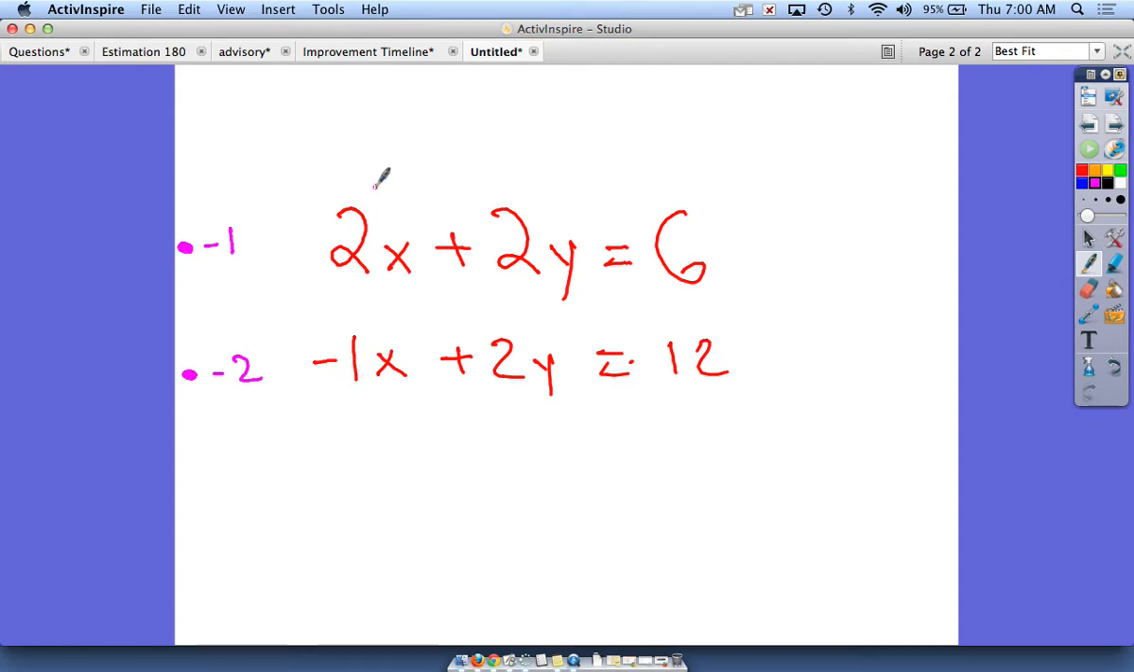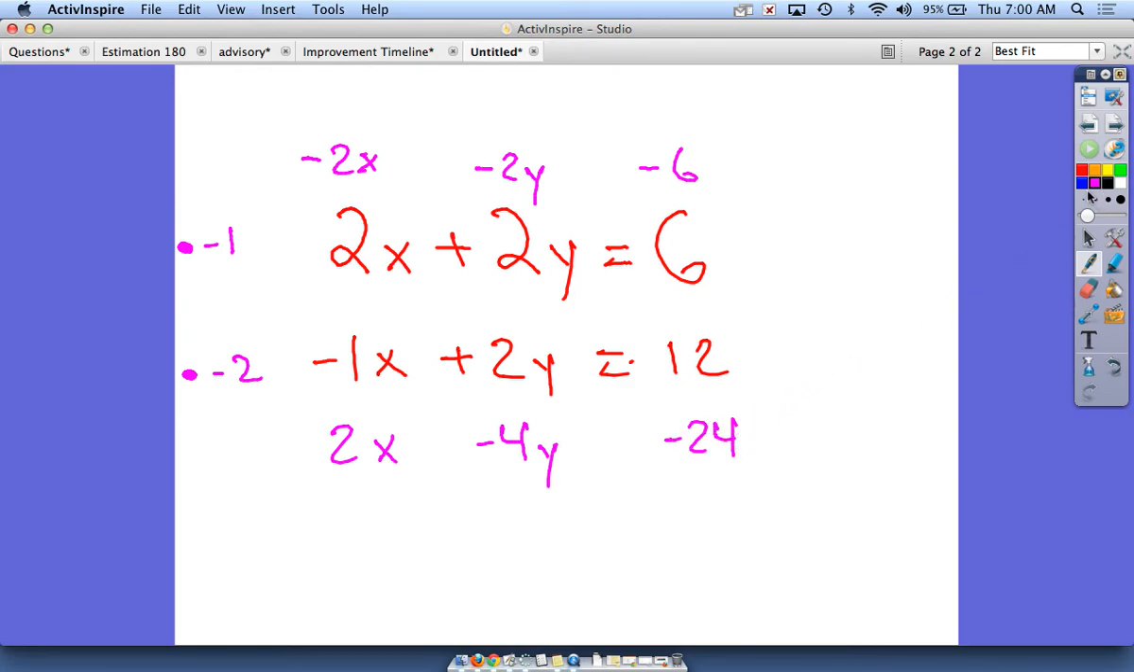So now I'm going to go through and make my changes here. Everything here has to be multiplied by negative 1. Everything here has to be multiplied by negative 2. So that would be negative 2x, and then this would be 2 times negative 1, negative 2y. Negative 1 times 6 would be negative 6. Down here, negative 2 times negative 1 is 2. Negative 2 times 2 would be negative 4. And then negative 2 times 12 is going to be negative 24.